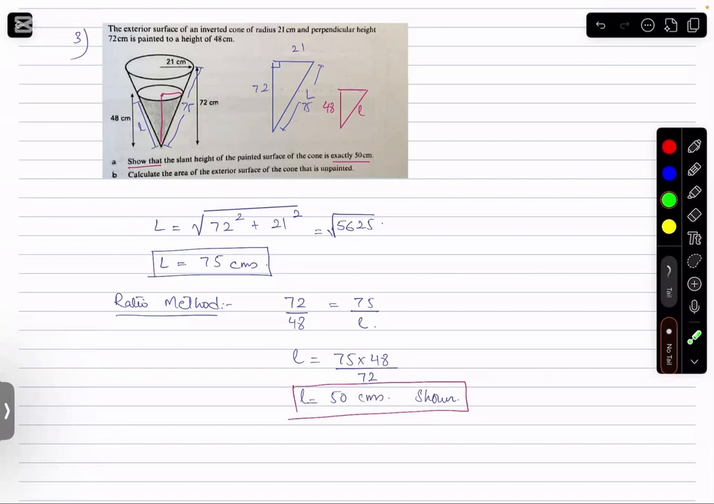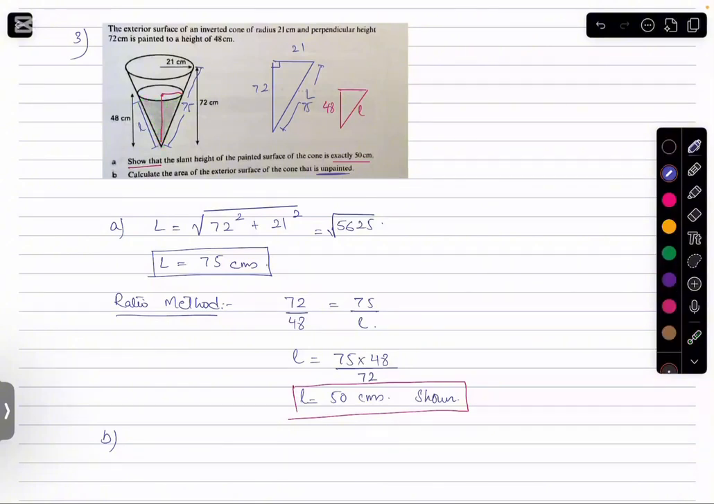And then for part B, it says calculate the area of the exterior surface of the cone that is unpainted. Again, unpainted, right? What do we see about the part which is unpainted? It's the part which is making the frustum, and they are asking for the area here. So how do we get the area here? The first thing is to get the surface area for the part which is painted.